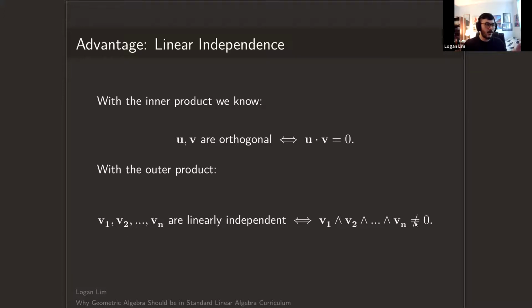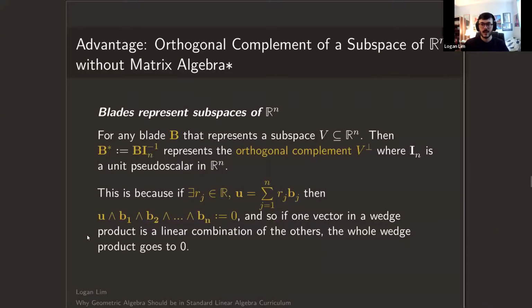You remember it's a whole thing in linear algebra, a whole bunch of proofs require linear independence and are about linear independence. But remember, if u and v are orthogonal, we have a dot product equal to 0. However, with the outer product, we know these are linearly independent so long as the outer product of these vectors does not go to 0. Kind of interesting, right? So the orthogonal complement, like I said before, we were talking about the dual of a blade. So I just want to justify briefly why this is true.